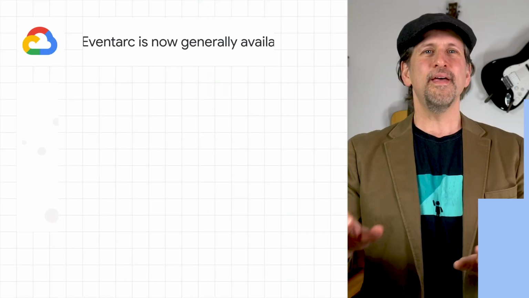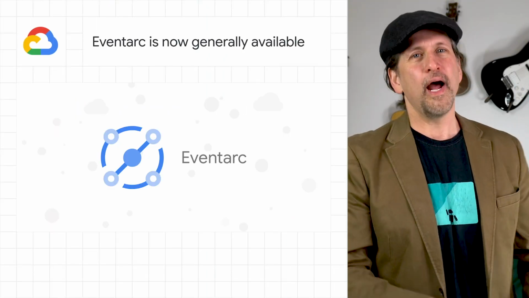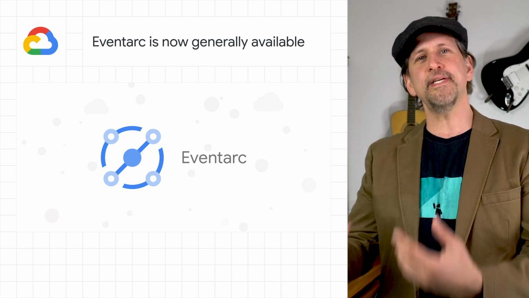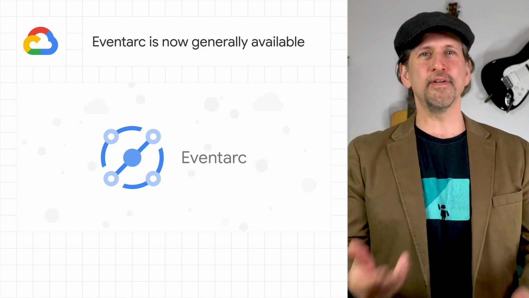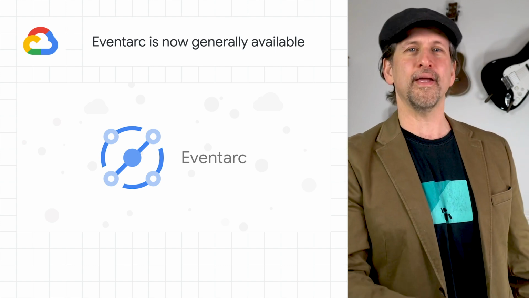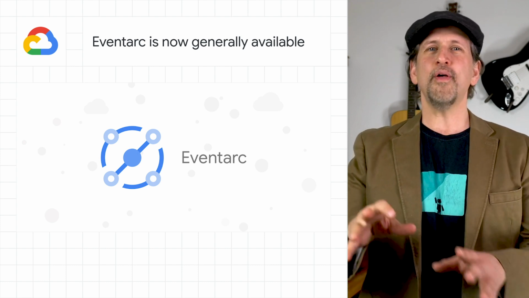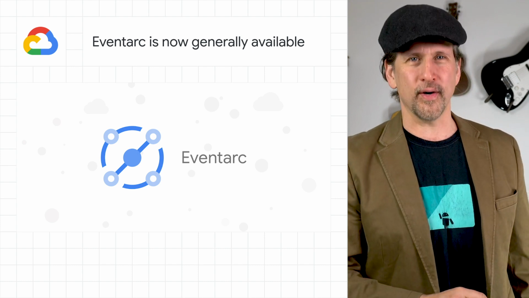Eventarc is now generally available, allowing you to trigger Cloud Run for more than 60 Google Cloud sources while taking care of the details of event ingestion, delivery, security, observability, and error handling. Check out the post for some of the improvements to Eventarc since public preview, as well as a quick start guide in CodeLab to help you get started.